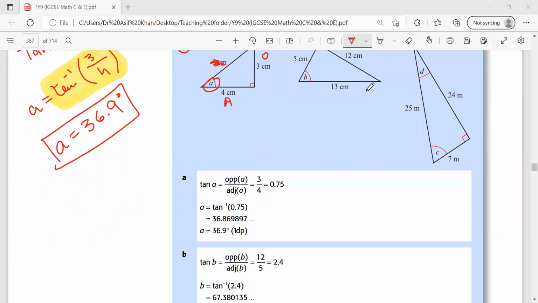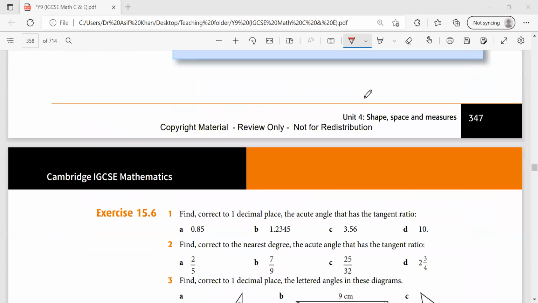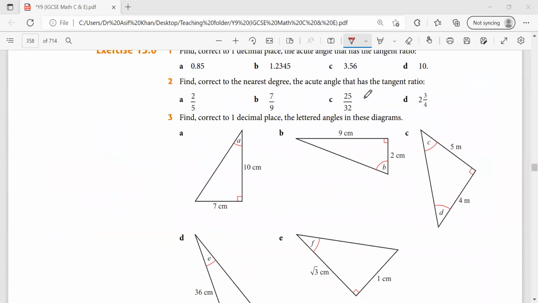Okay, very good. Now here I am assigning some questions and I wish that you should complete them and send them to me, or at least maintain them in your copy. Whenever I visit your homes, I will check this.